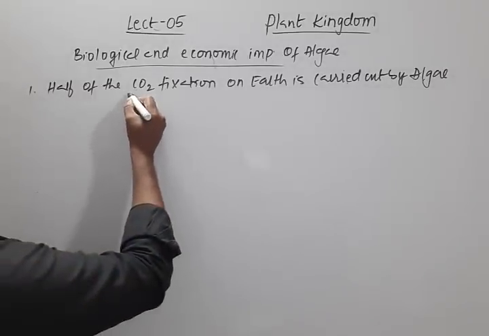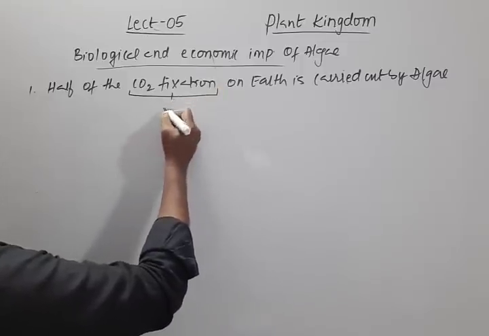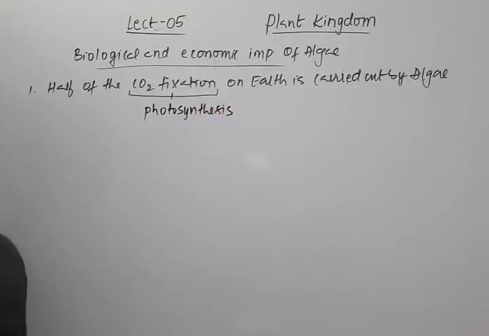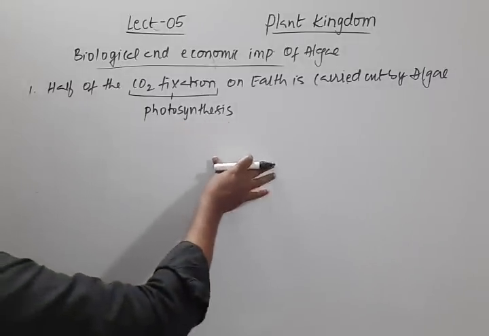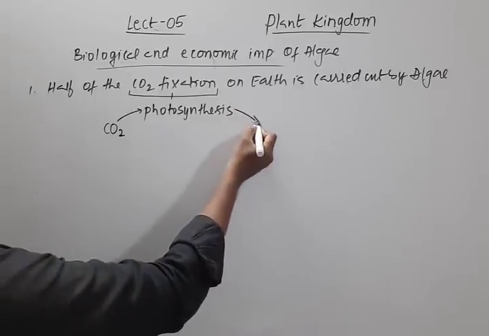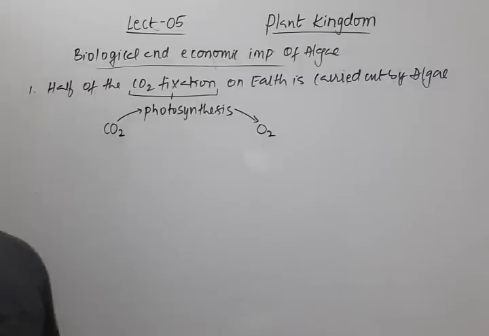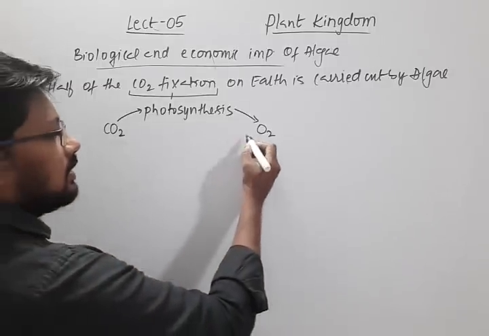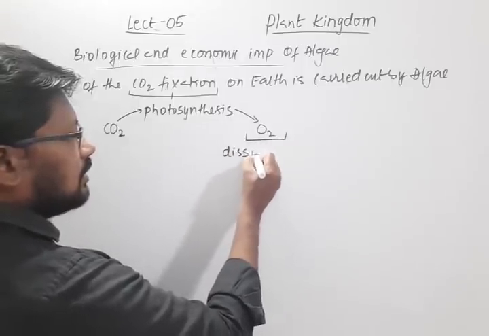Okay, what we mean by this carbon dioxide fixation? So the carbon dioxide fixation is a process that takes place under photosynthesis. Okay, we know in the process of photosynthesis, the plants take carbon dioxide, synthesize energy rich compounds, and during this process they release oxygen. So this oxygen will get dissolved in the water, because we know the algae will be growing in the water. So once photosynthesis is taking place, it releases oxygen, and that oxygen will get dissolved in the water, and that becomes dissolved oxygen.